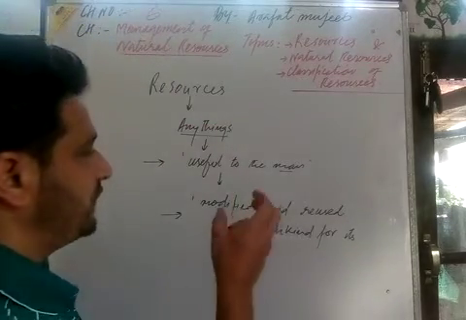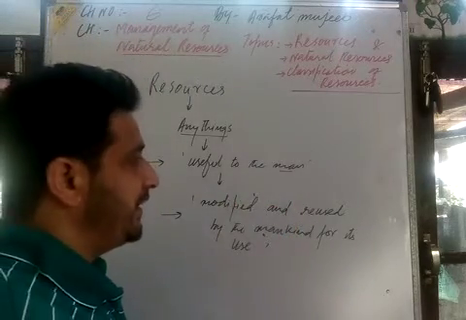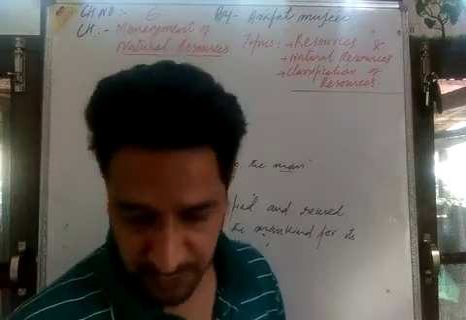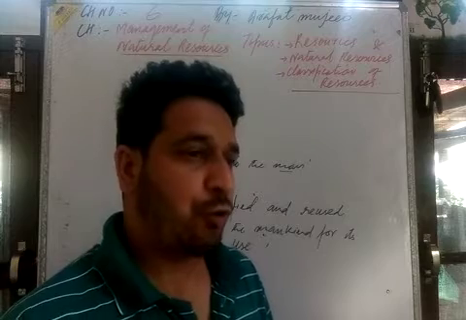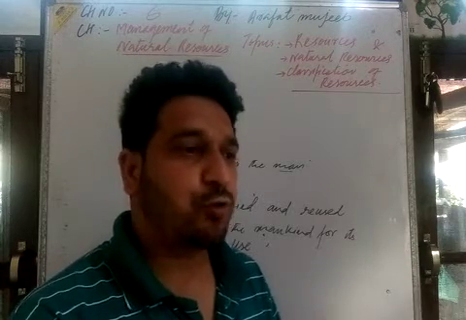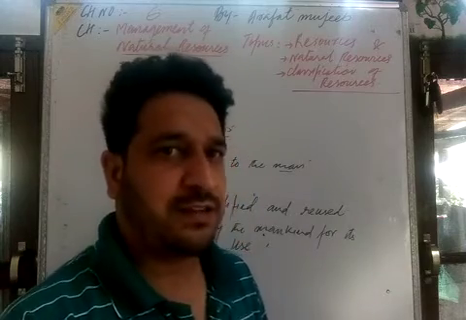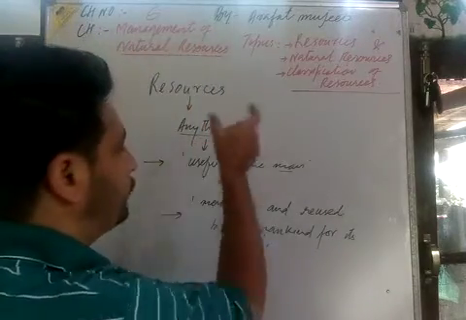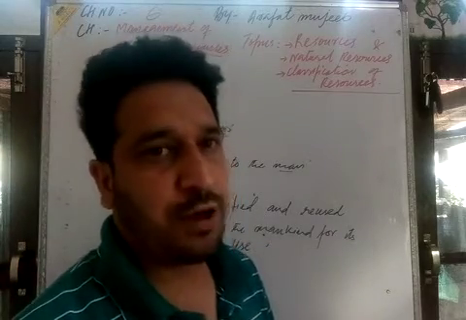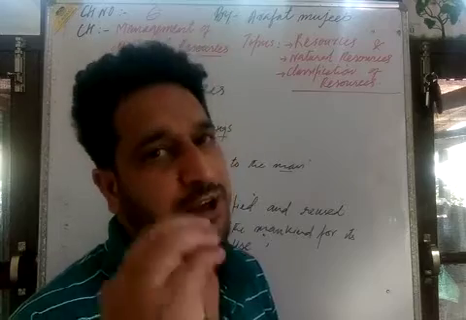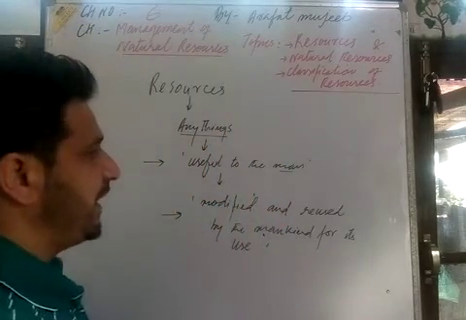If this resource is directly utilized by man, it is good. If not, then it is modified, transformed to obtain another product. From this, another product will be made, and then it is utilized. Then it is still a resource. So this was one definition of a resource.